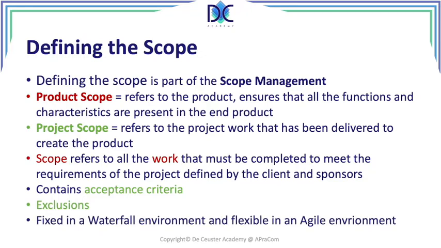We looked at a waterfall and an agile environment. When we look at a waterfall environment, the scope is fixed at the beginning of the project definition. So we fix the scope, and once the scope is known, we will complete the scope. However, in an agile environment, this is basically variable. The scope can change during the different steps of the agile project.